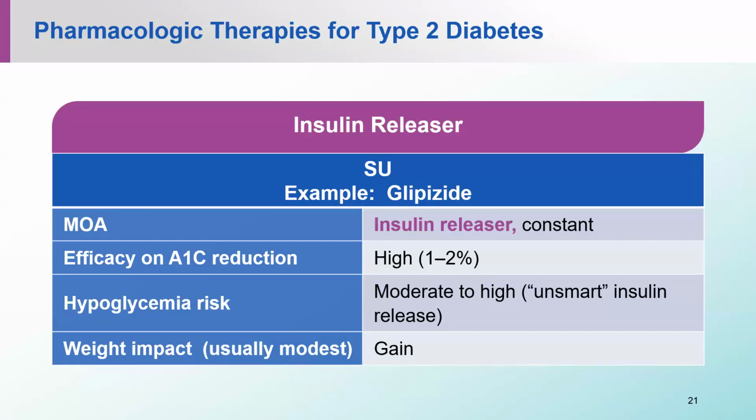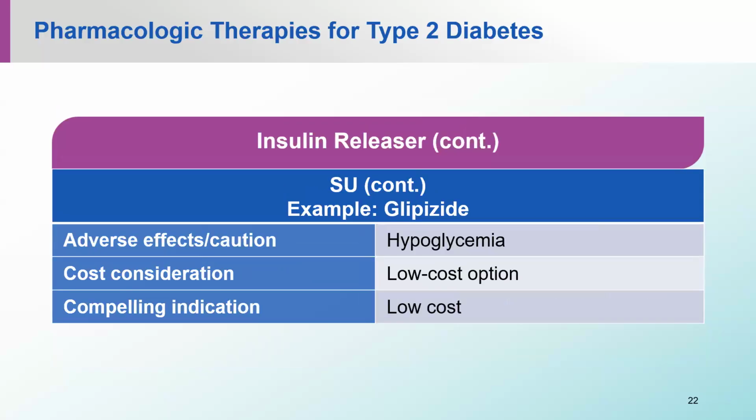Oh, the blood sugar just went up to 220 after eating a fairly carb-loaded meal. Yeah, just keep releasing the insulin. So it is an unsmart form of insulin. It's pretty good at bringing down A1C, and the hypoglycemia risk is moderate to high because of that unsmart insulin release. Weight impact usually modest, just a few pounds weight gain. But remember, anytime you improve glycemic control, you often do have a little bit of weight gain because this person is no longer in a ketotic state.